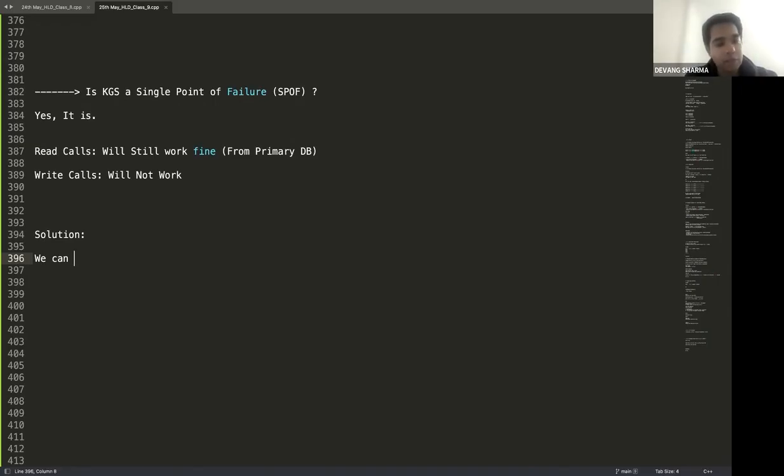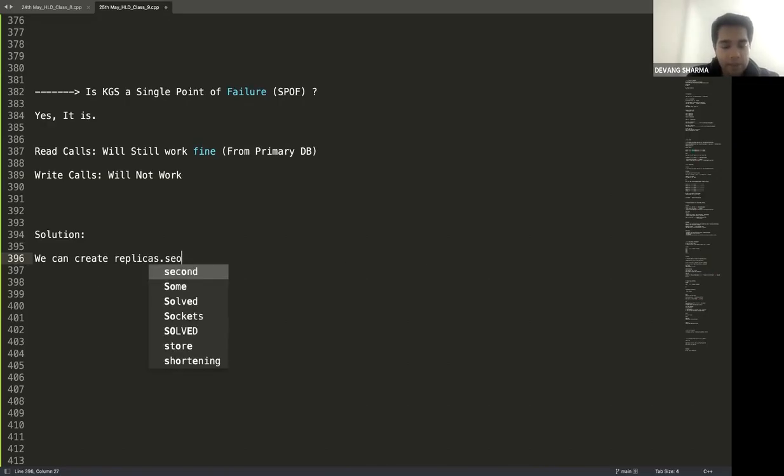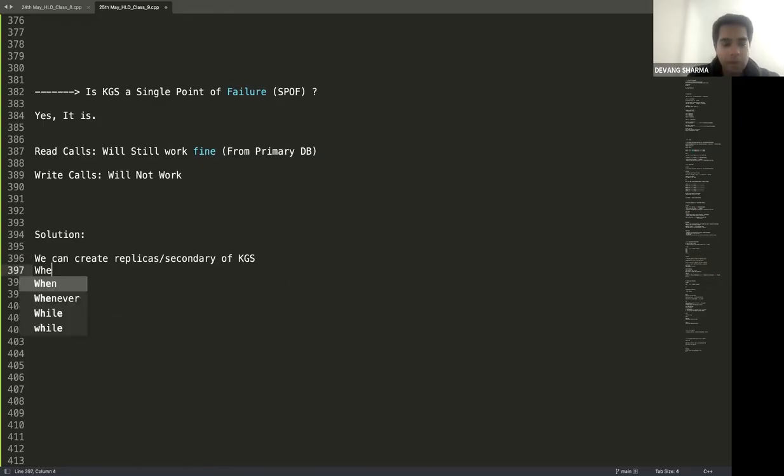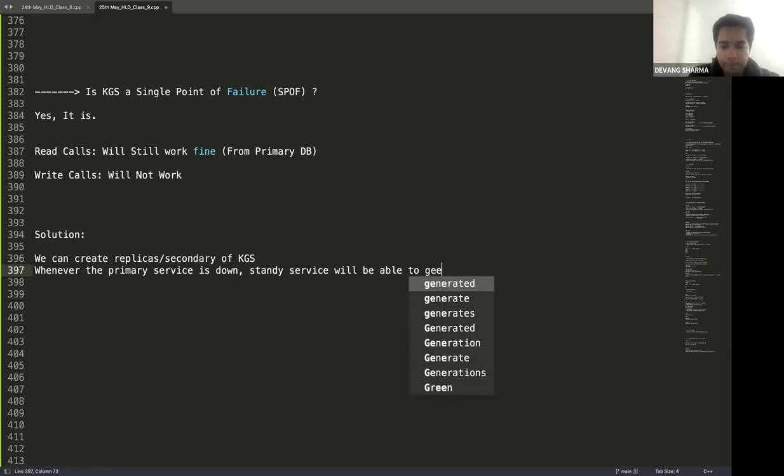What we can do is, since it's such a critical service, we can create replicas or secondaries, whatever you want to call it, of my key generation service. So whenever the primary service is down, the standby service will be able to generate and provide keys. Okay.